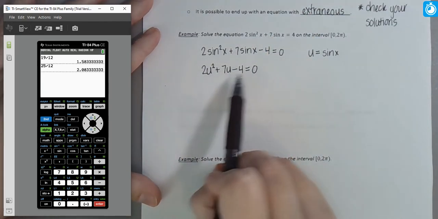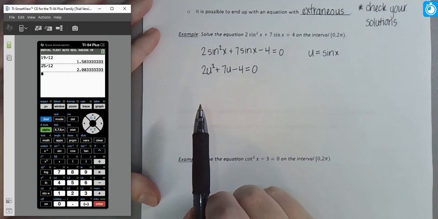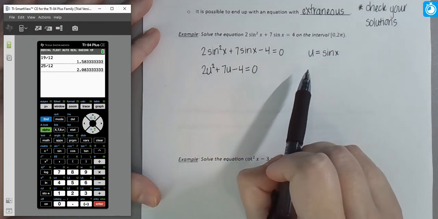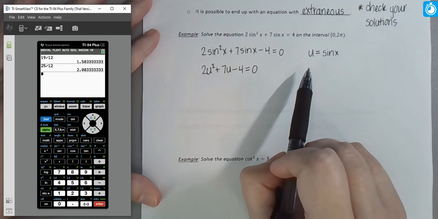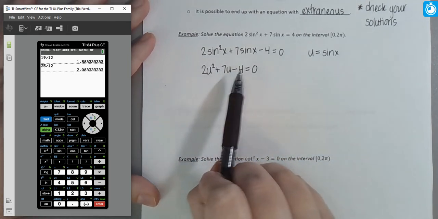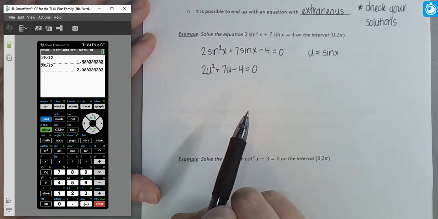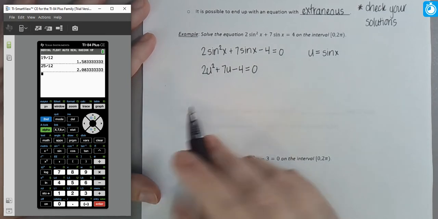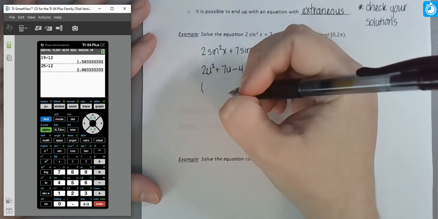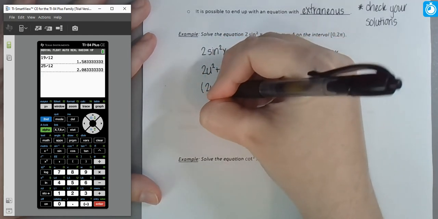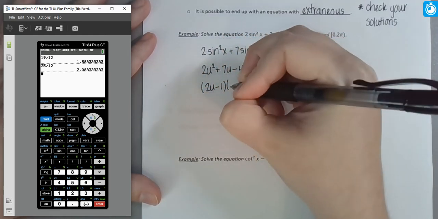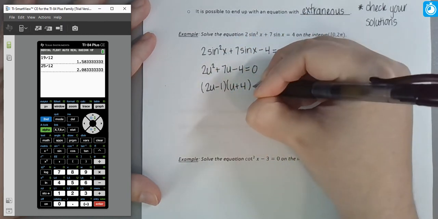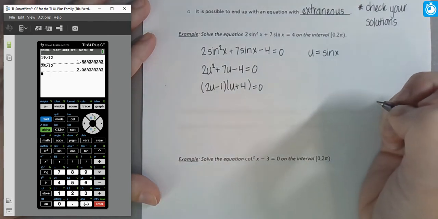So I can factor it in this form, which is the kind of form we're used to seeing, and then once it's factored, I can go back and I can plug in sine x, and I won't have changed anything. So go through, pause the video. If you need a minute, pause the video, factor this. If you need to review factoring, now's a good time to review it. This is going to factor as 2u minus 1 times u plus 4. And again, all of that is equal to 0.